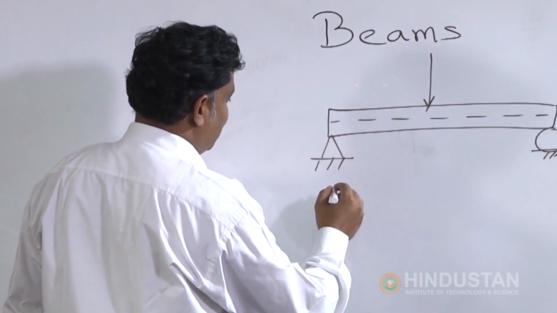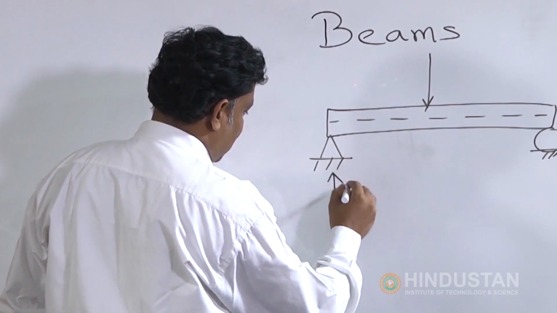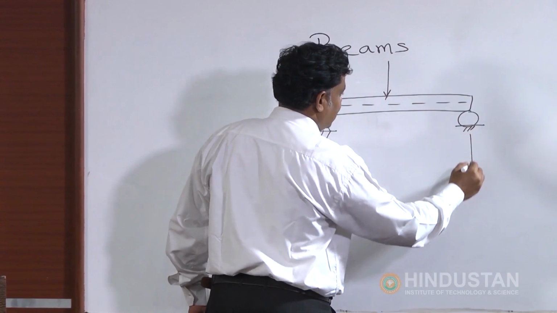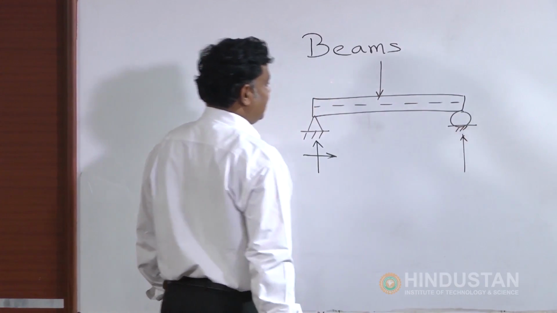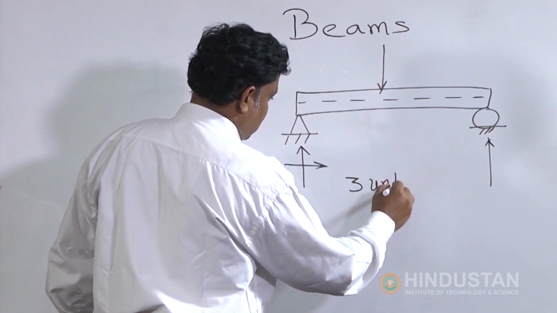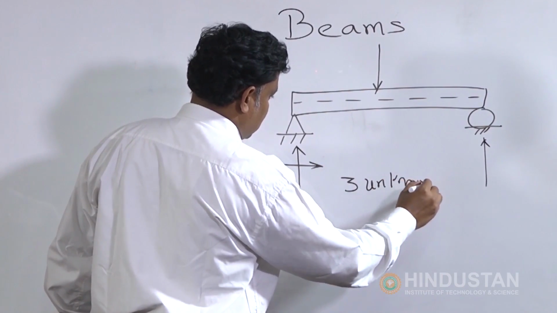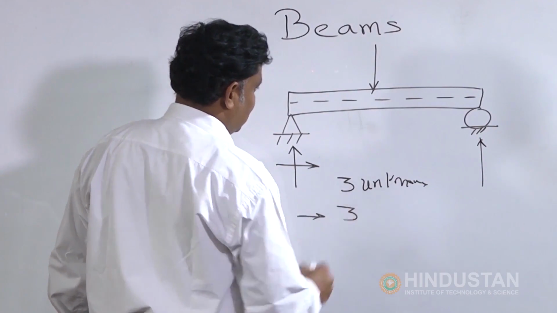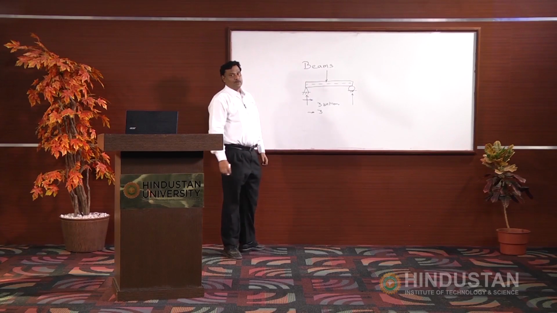So, this is the end support. This will take both horizontal as well as vertical reaction, and this will take only the vertical reaction. So, there are three unknowns here. The available equations of equilibrium are 3. So, this is a statically determinate problem.